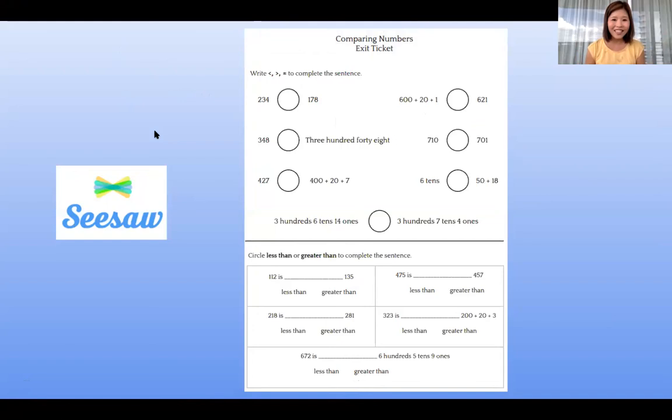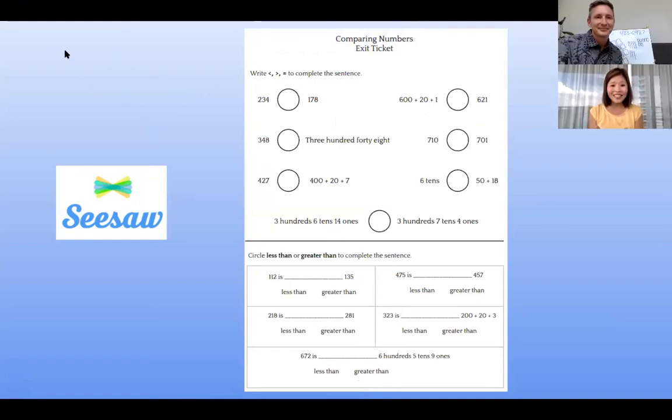Second Seesaw activity for today is an exit ticket. We have a little worksheet for you to complete. The first part, you're going to use the symbol to complete the sentence. And the second part, you're going to use the words greater than and less than to compare the two numbers. So those are your two Seesaw activities. It's going to be on your template.